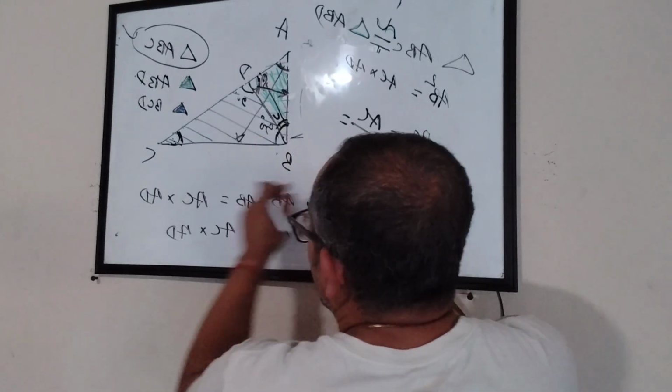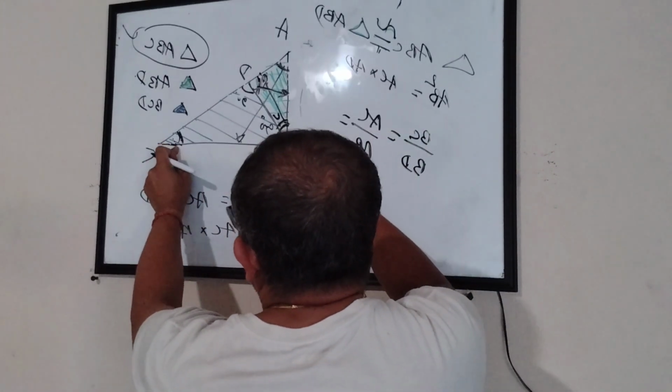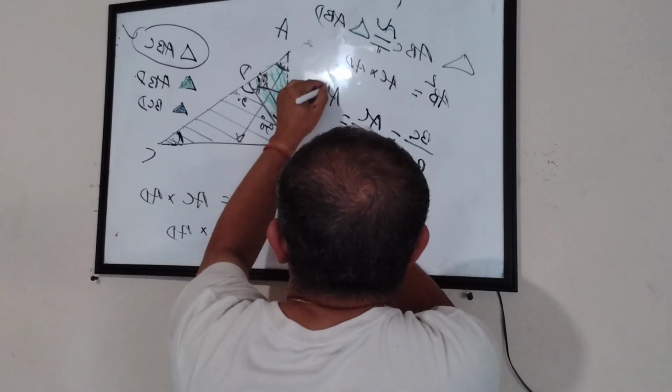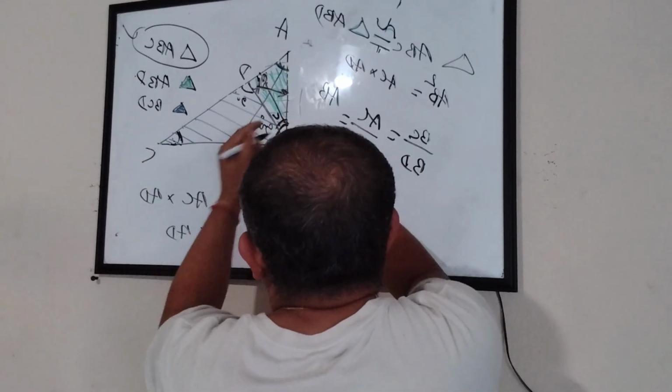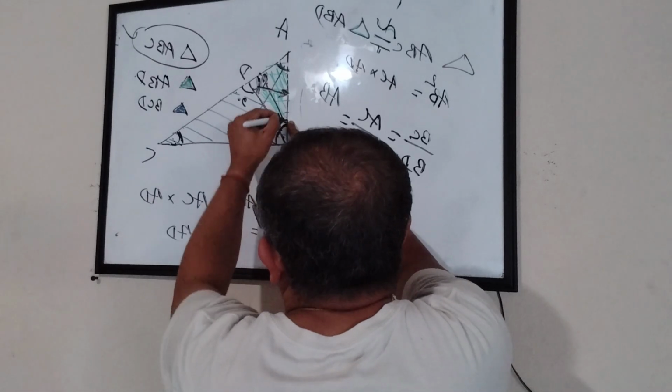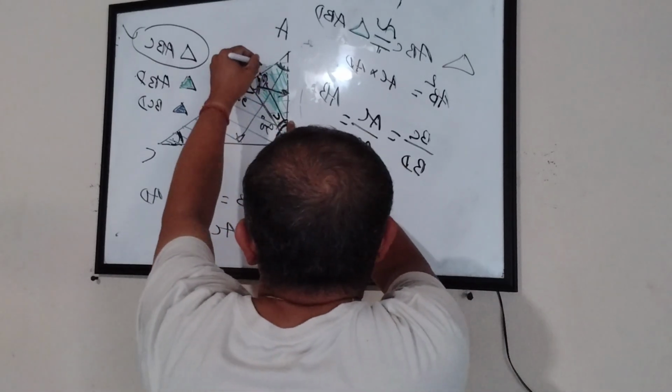Now let us see the third angle, which is C. Side opposite to that is AB. If I'm looking at the large triangle, and if I'm looking at the small triangle, this is the matching angle C. Side opposite to that is AB.